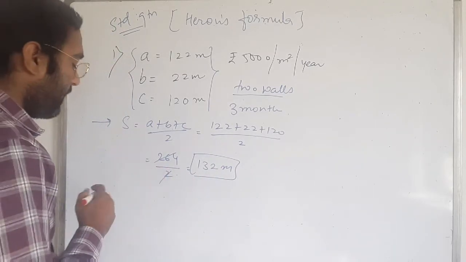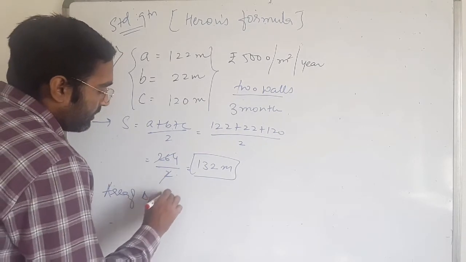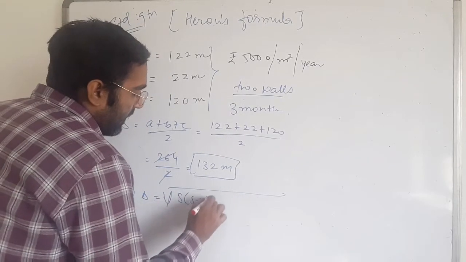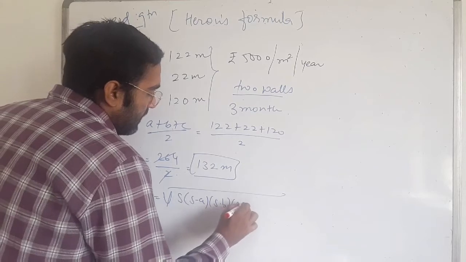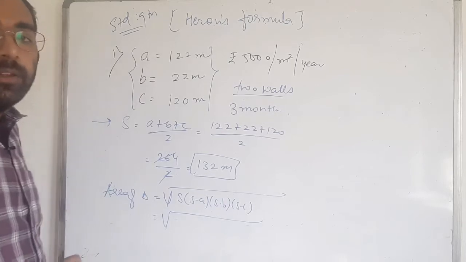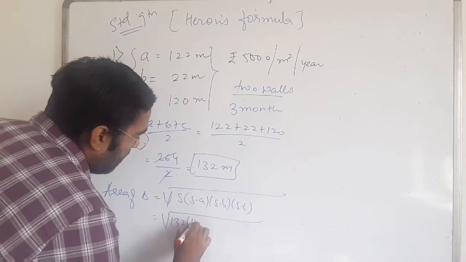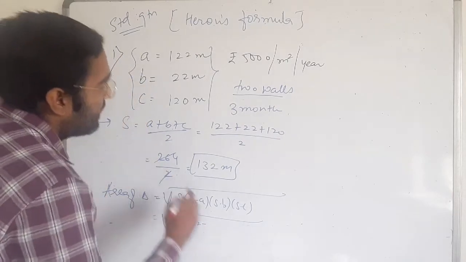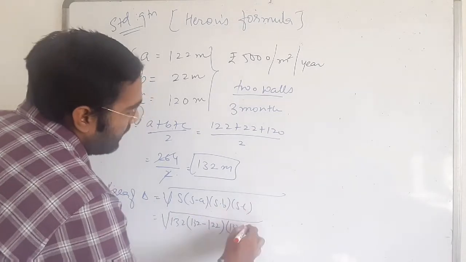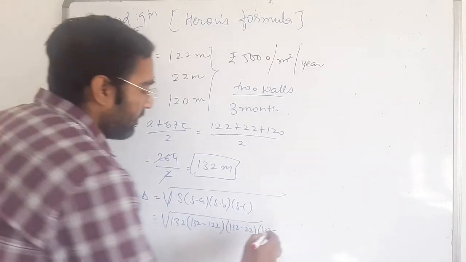Now I have to find the area of the triangle. Area of triangle is square root of s minus a, s minus b, s minus c. Here s is 132, minus one side, 122. After that 132 minus the second side, 22, and 132 minus the third side, 120.